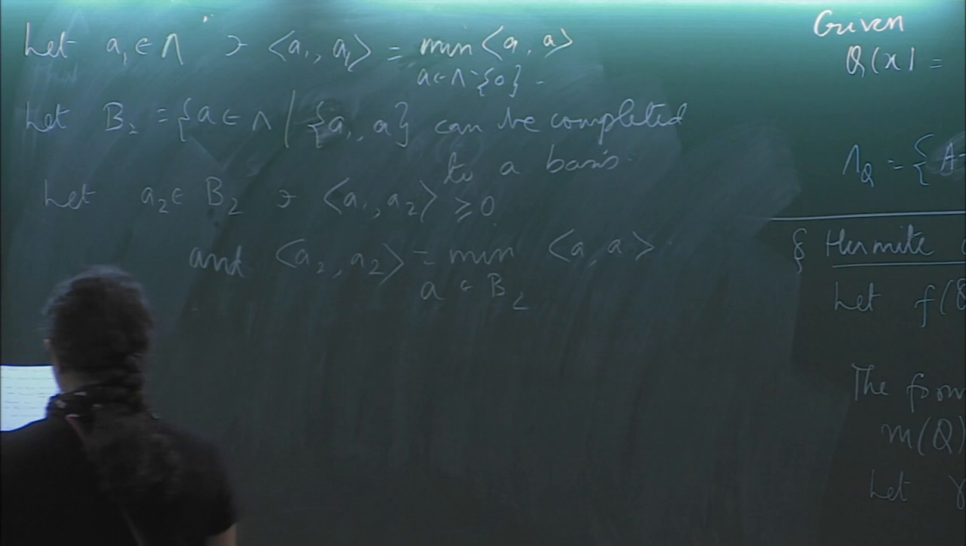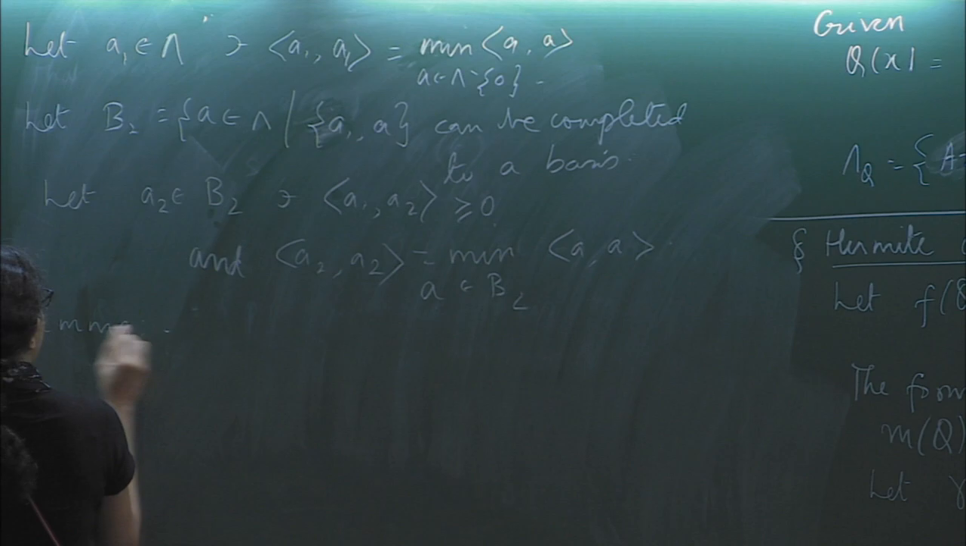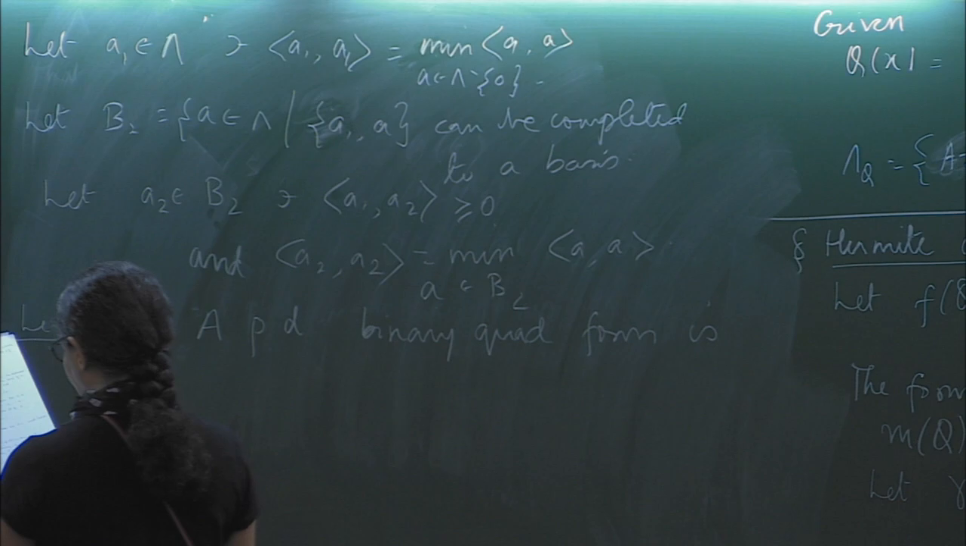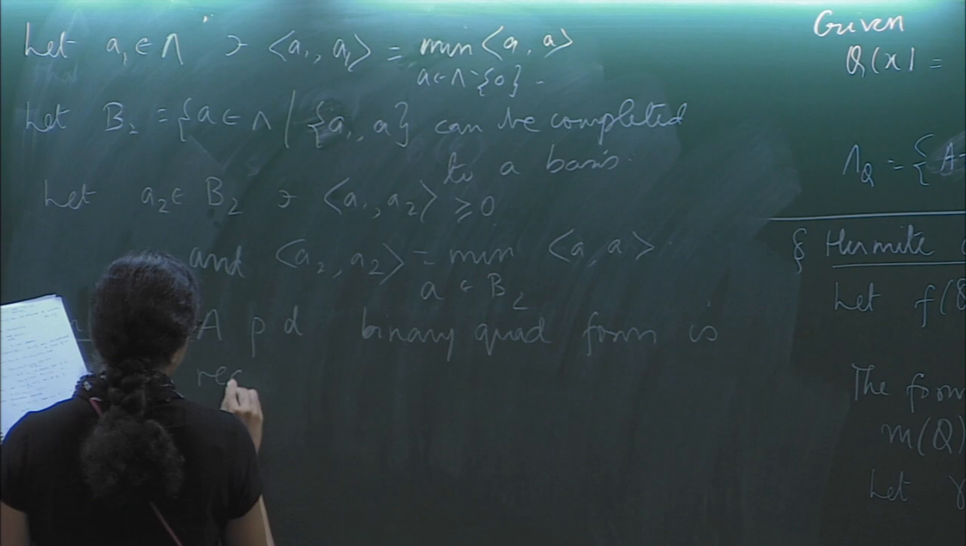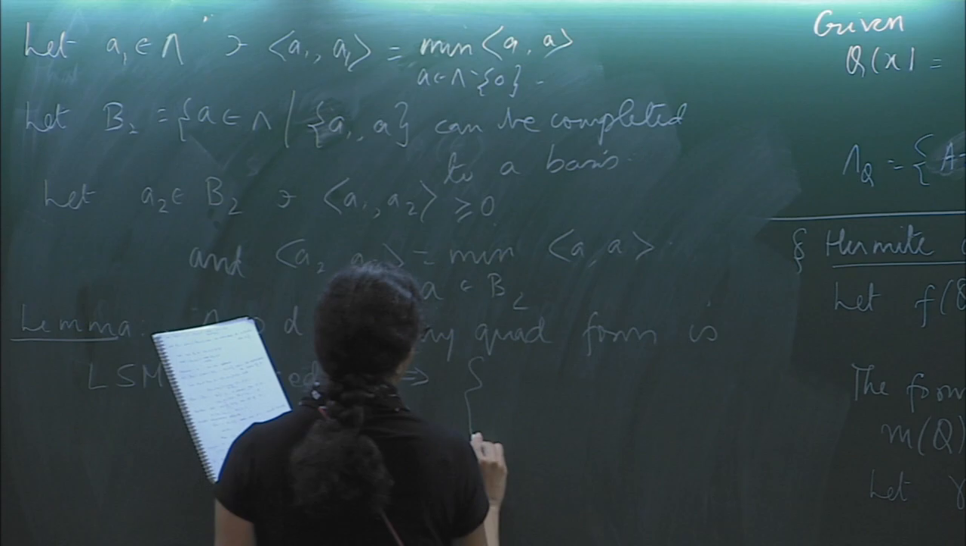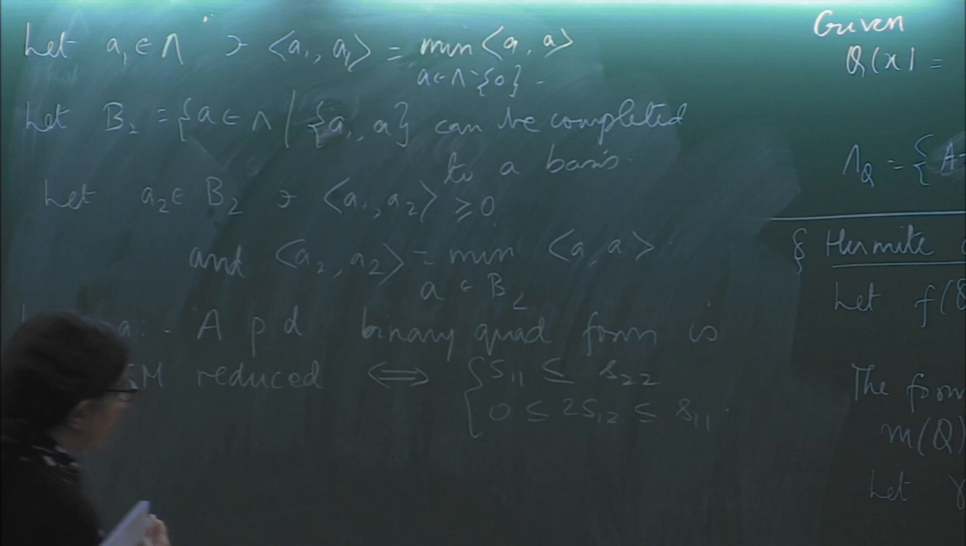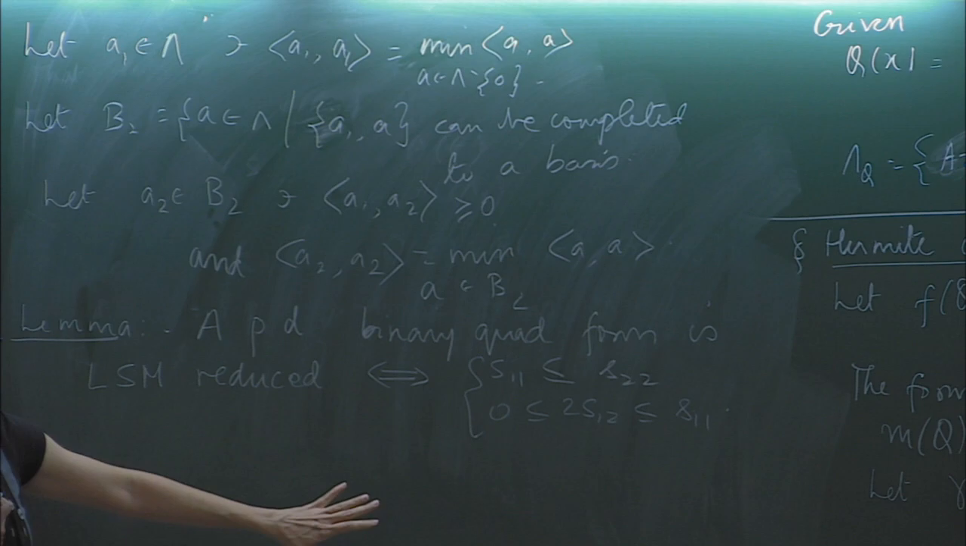Lemma: a positive definite binary quadratic form is LSM reduced if and only if S11 is less than or equal to S22, and 0 is less than or equal to 2S12, which is less than or equal to S11. Should I show you how to do this? It's a simple calculation, so I'll skip it.